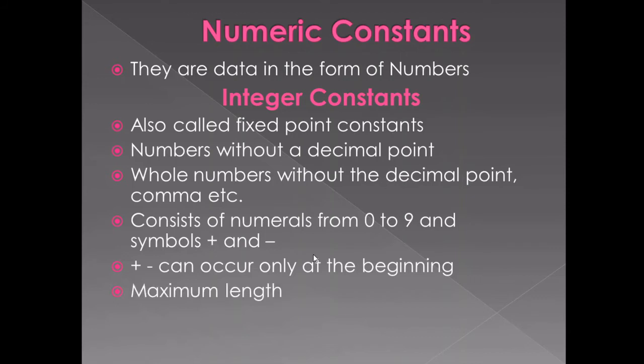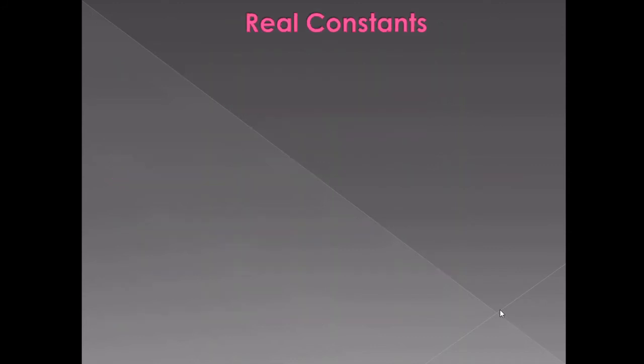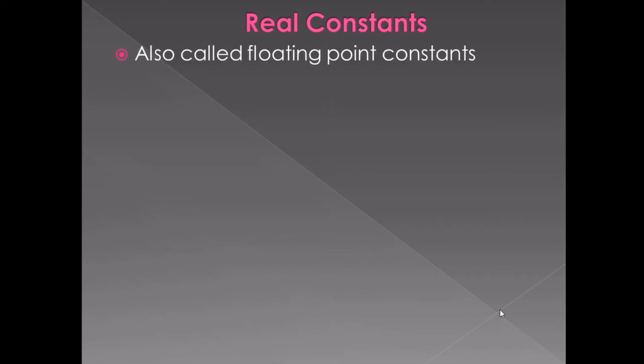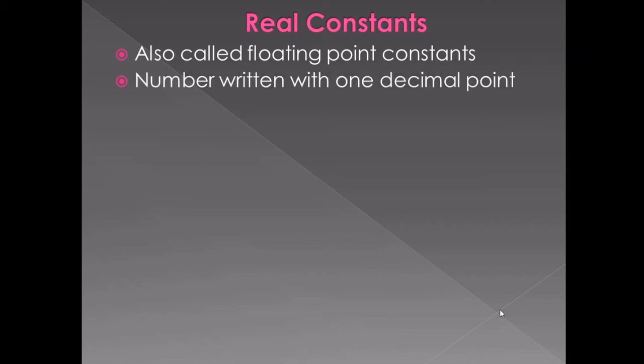Maximum length, again I told you, it depends upon the word length of the computer. So it will differ from system to system. Examples of integer constants can be 284, which is without the sign, means this is taken as positive. This -12, +12, +13, etc. These are examples of valid numeric constants. Next, the real constants. As you can make out, real constants are also called floating point constants. These are numbers written with a decimal point.